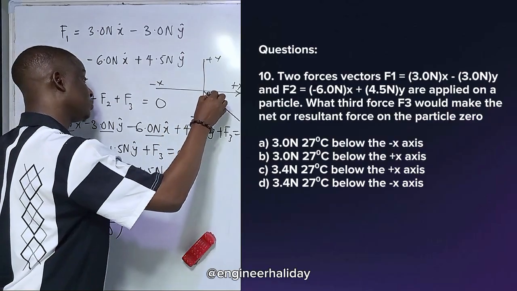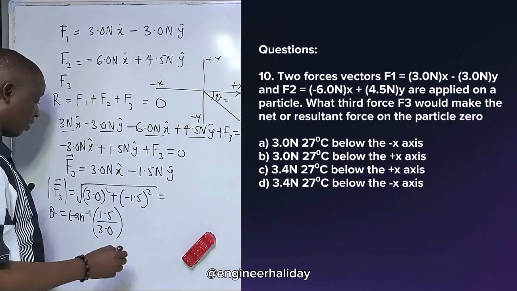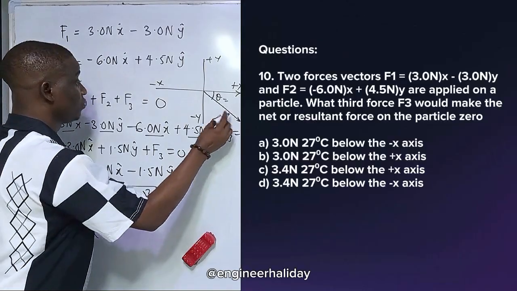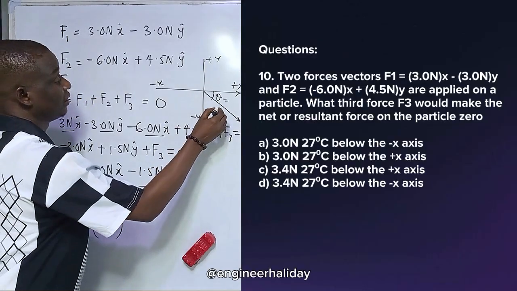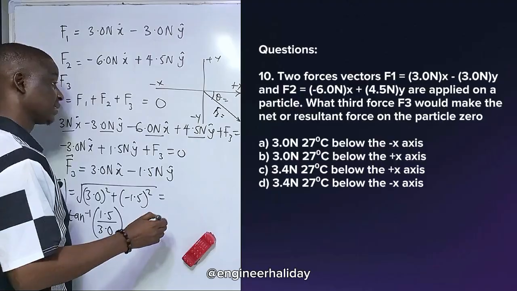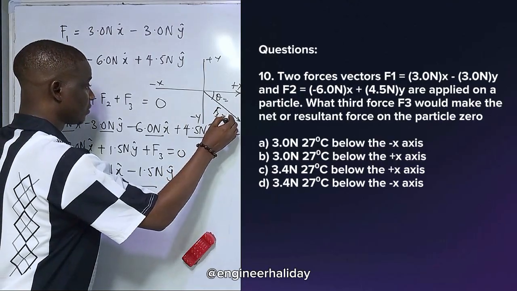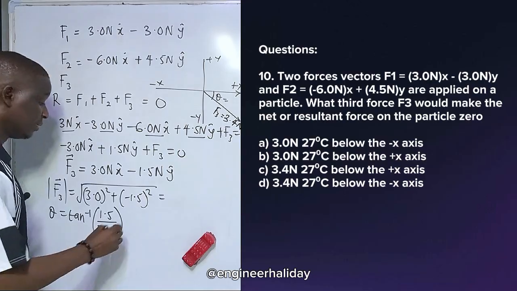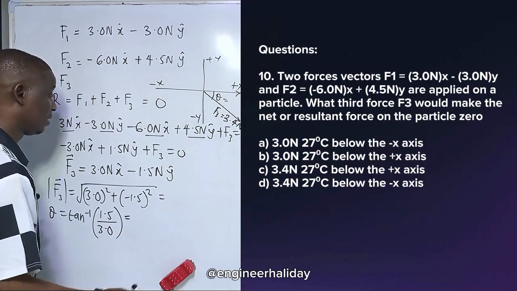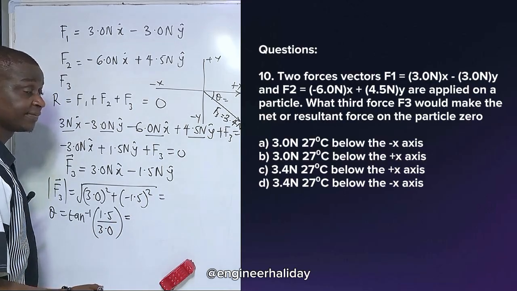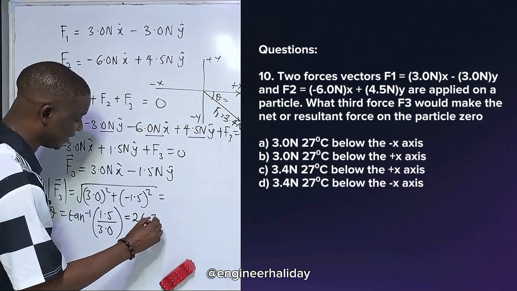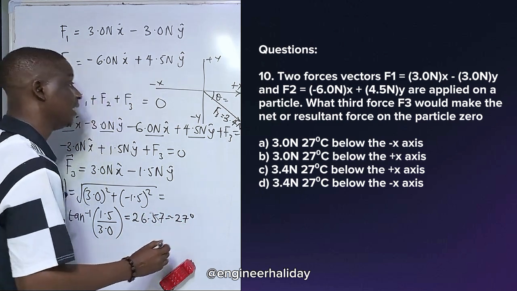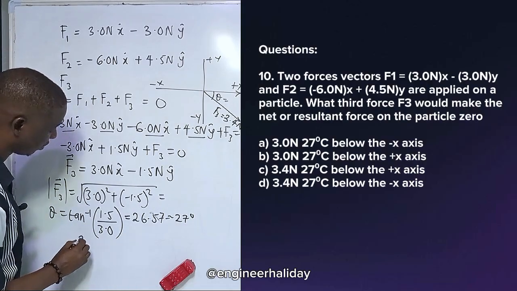And that fourth quadrant, this one is theta. What is our angle there? Let's get the magnitude of F3. We have 3.35, which is approximately 3.4. Yes, we have that in the option. Then what about the angle, the direction? 36.57, excellent, 0.57, which is approximately 27. Excellent.